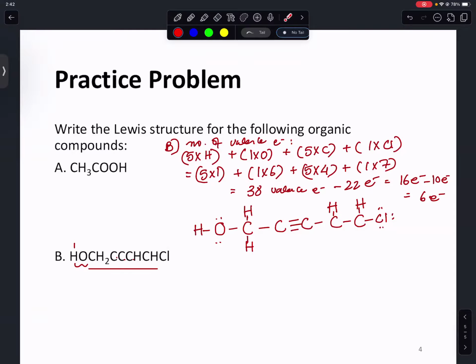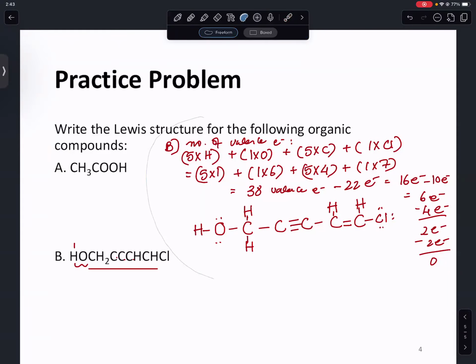Now let's look at these two carbons right here. Now this carbon right here has, and before that, I already utilized 4 electrons. So I have 2 electrons remaining, and these 2 electrons are going to go in there right here. So minus 2 electrons. Now I've finished all my valence electrons. Now let's count again. So it becomes 2, 4, 6, 8, 10, 12, 14, 16, 18, 20, 22, 24, 26, 28, 30, 32, 34, 36, 38. So that must be the correct structure.